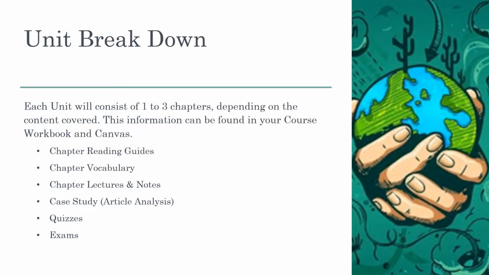So to do this, we will look at different units throughout the year. Each unit will consist of 1 to 3 chapters, really just depending on the content that we're covering. So for example, this first topic that we're going over only consists of 1 chapter. So it shouldn't be too bad for this first exam. And again, this information can be found in our course workbook and in Canvas. So each chapter is going to be broken into reading guides, vocabularies, lectures and notes, a case study or an article analysis, quizzes, and exams.